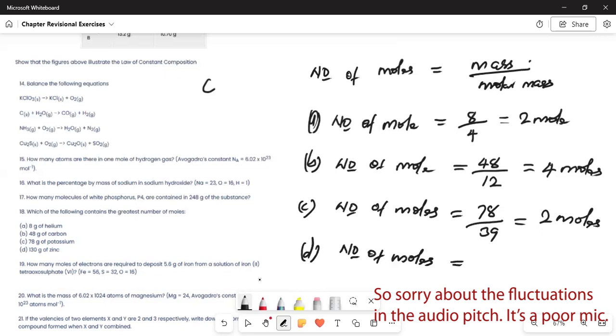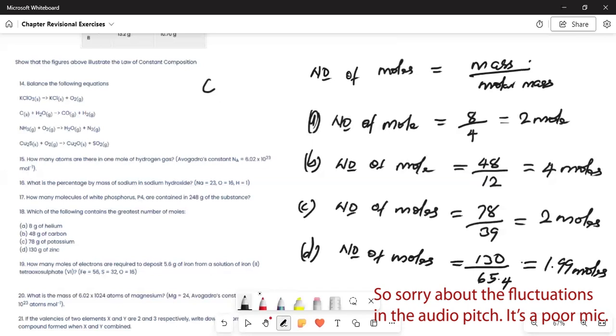And the last one, 130 gram of zinc. Number of moles there is equal to the mass, which is 130 gram, divided by the molar mass of zinc. Molar mass of zinc is 65.5 or 65.4 approximately. Let's use 65.4. 130 divided by 65.4 is 1.98 or 1.99 approximately.